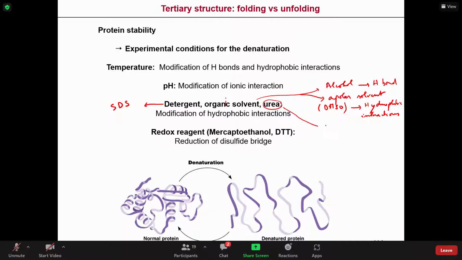Urea, so it's this molecule. It can disrupt the hydrophobic interaction and also the H bond because of the presence of the oxygen and nitrogen. And we have already seen that the redox reagents or reducing reagents like mercaptoethanol or DTT will break the disulfide bond.